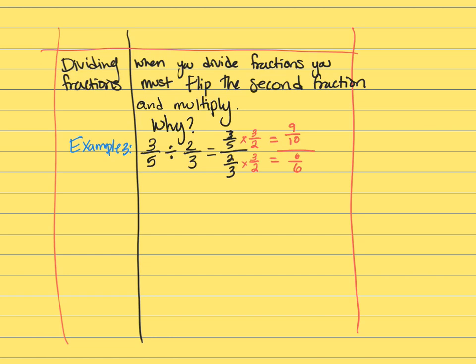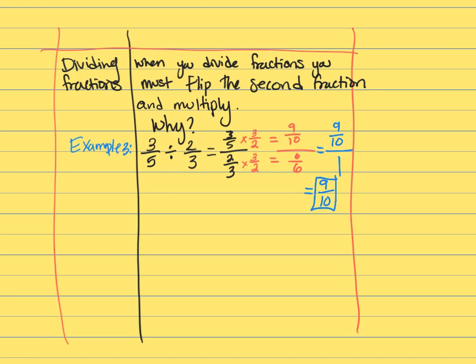Hey, 6/6 on the bottom, isn't that just 1? Because 6 goes into 6 one time? Yes, it is. So now this is 9/10. And the bottom, the denominator, is 1. Hey, 1 goes into 9/10, 9/10 times. So that's equal to 9/10. So you don't realize that you're doing this math when you flip the second fraction and you change it to multiplication.